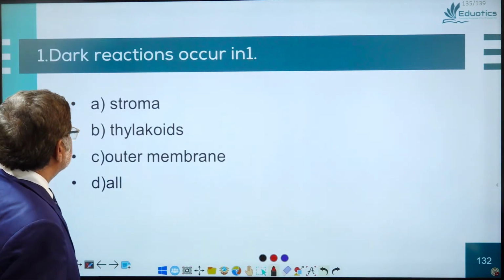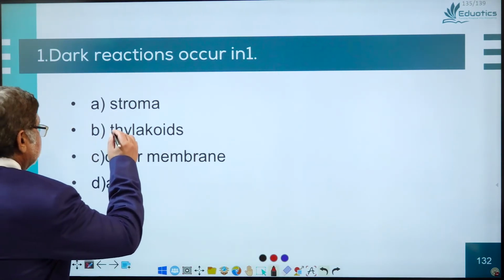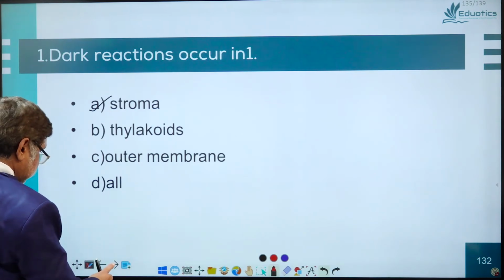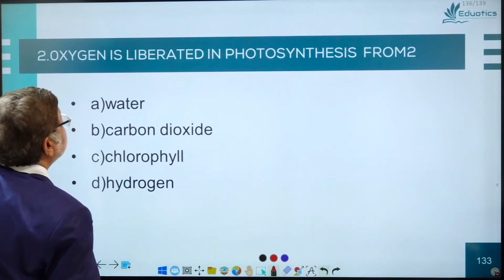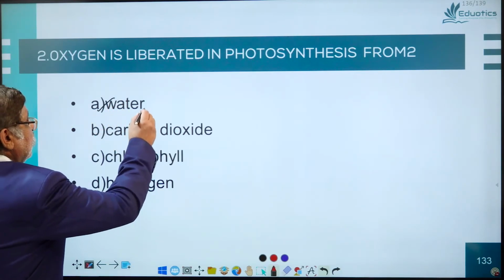Now this is your level. Dark reactions occur in, the right answer will be stroma. Oxygen is liberated in photosynthesis from water, by photolysis.